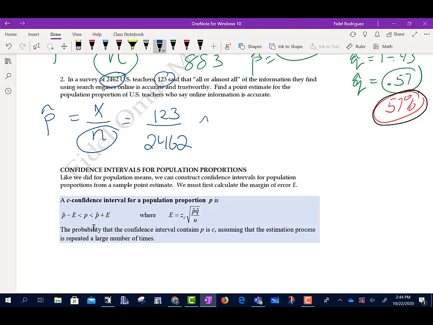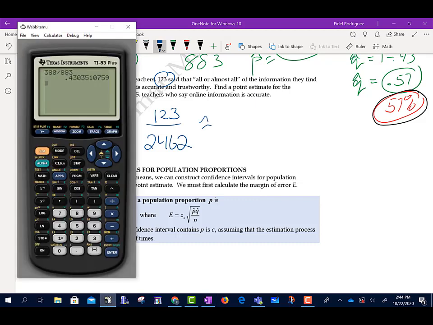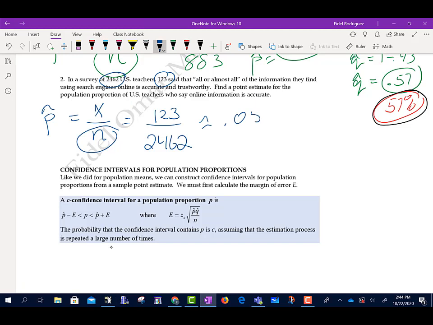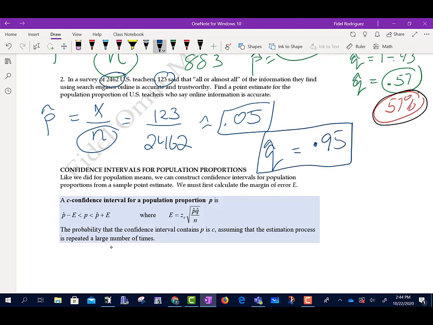We're going to take 123 and divide it by 2462. As a decimal with 2 decimal places, I'd come up with 0.05. So then wouldn't Q hat be 0.95, because it's 1 minus 0.05?